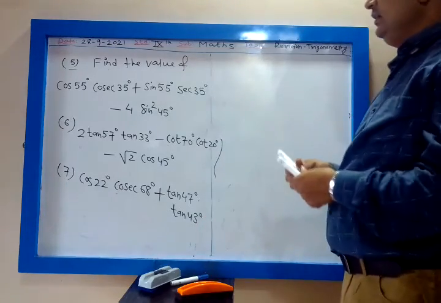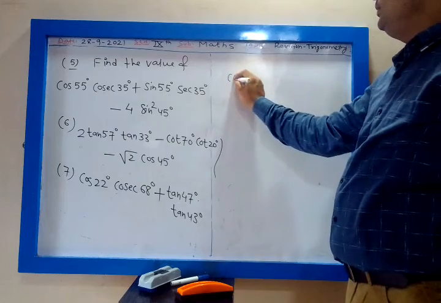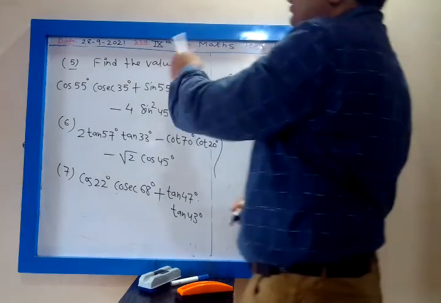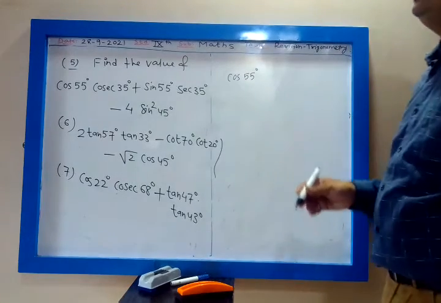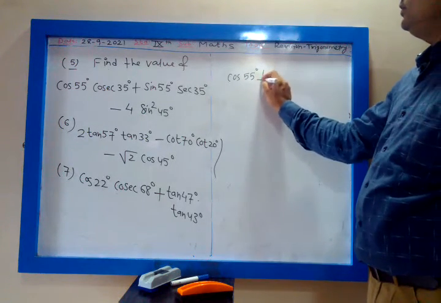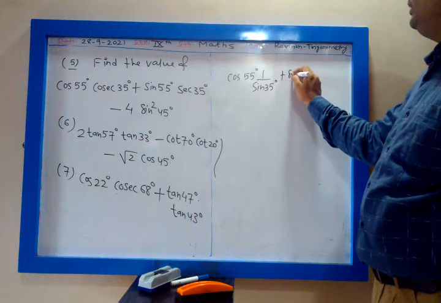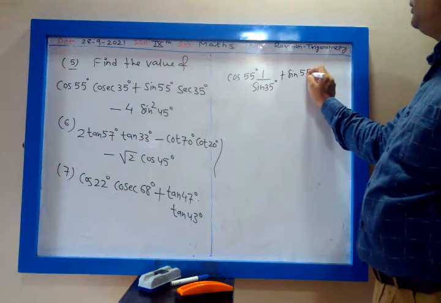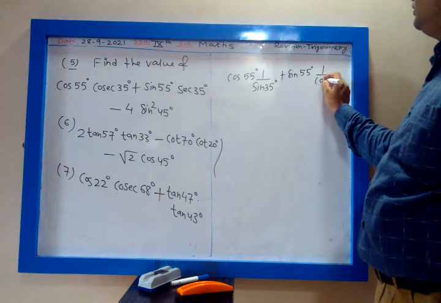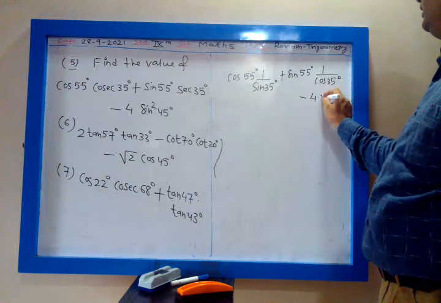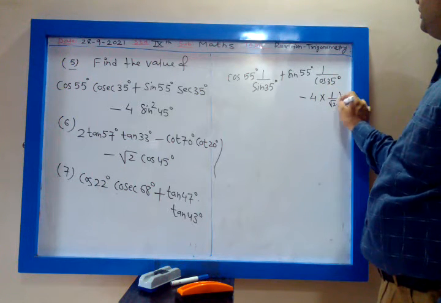Cos 55 degree. What is cosec? Cosec is the reciprocal of sine, so 1 upon sine 35 degree. Plus sine 55 degree into sec. Sec is the reciprocal of cos, so cos 35 degree. Minus 4 sine square 45 degree. Sine 45 is 1 by root 2, so 1 by root 2 square.